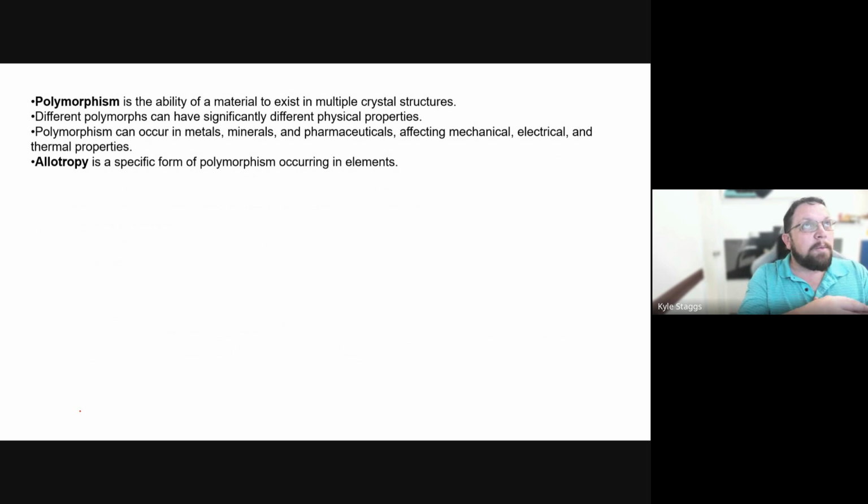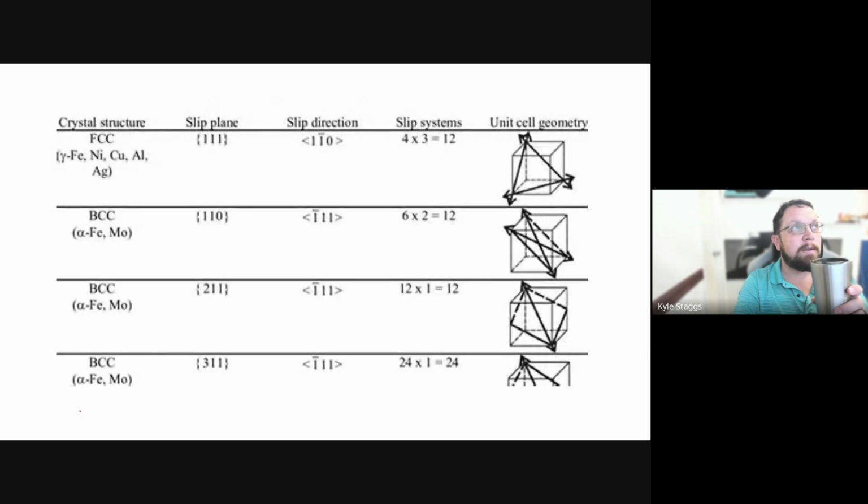So the polymorphism allows multiple of these different crystal structures to exist at the same time. And it's something that happens in metals, minerals, and even pharmaceuticals that affect a lot of these different properties and therefore how they can be used in the end use. But the allotropy is fairly unique.